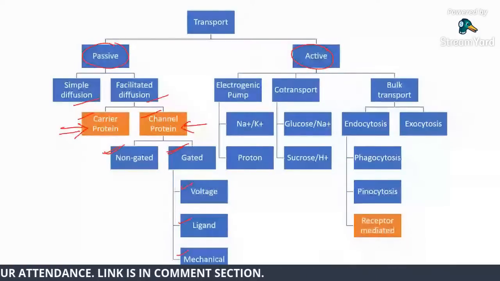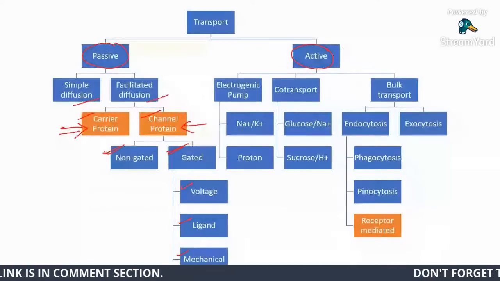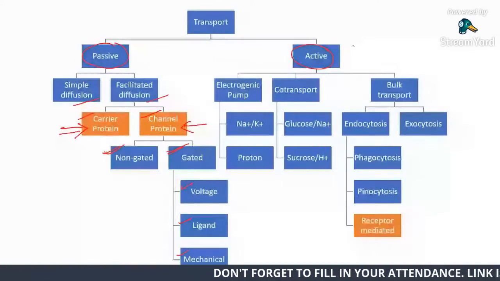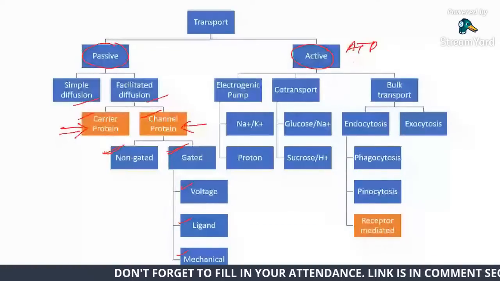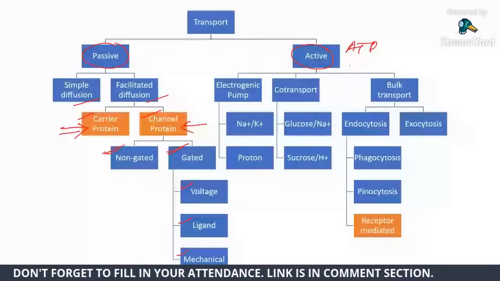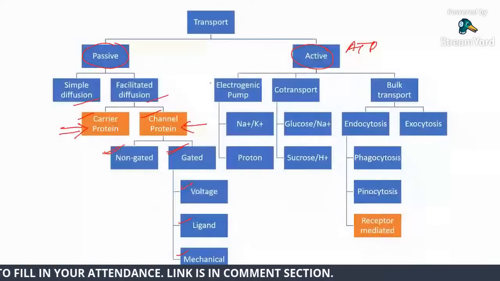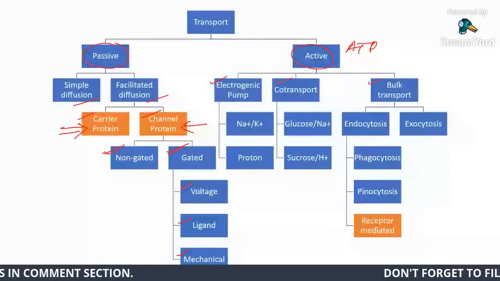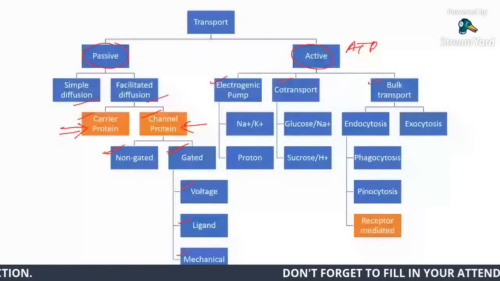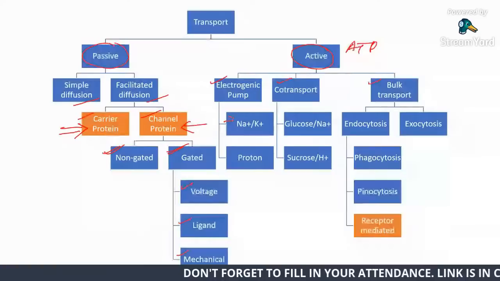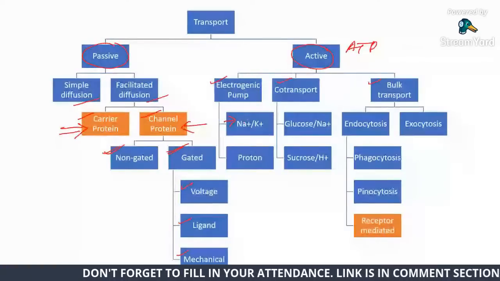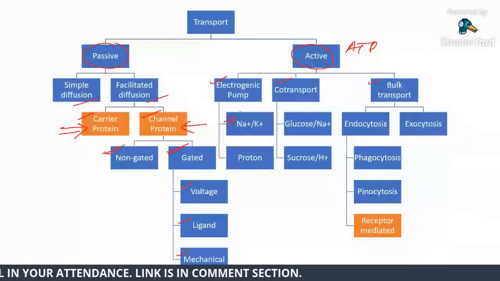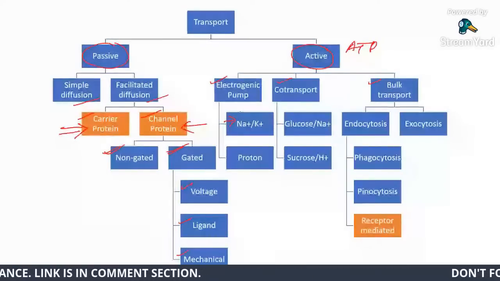Next, I think you learn about active transport, that it needs ATP, and it transports against the concentration gradient. And you learn in active transport about the electrogenic pump, co-transport, as well as bulk transport. In the electrogenic pump, you learn about the sodium potassium pump, where we transport 3 sodium and 2 potassium.